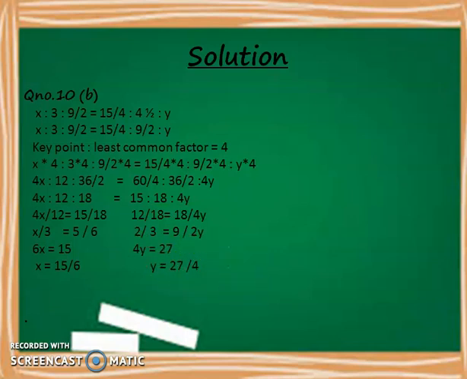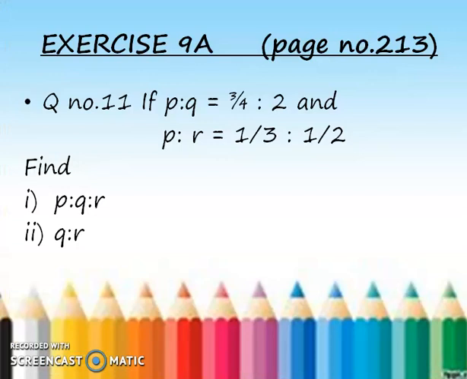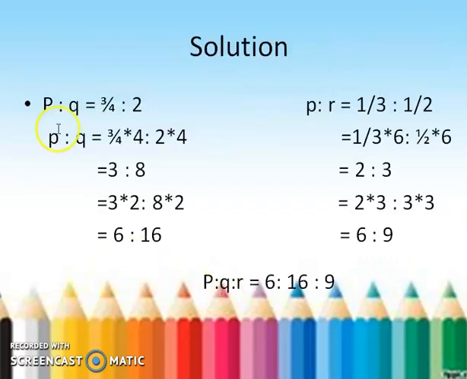This is so simple. Okay, moving to question number 11. P ratio Q is equal to 3 by 4 ratio 2 and P ratio R is equal to 1 by 3 ratio 1 by 2. I have to find P ratio Q ratio R and Q ratio R. First of all, I will write the given ratios that have been given.